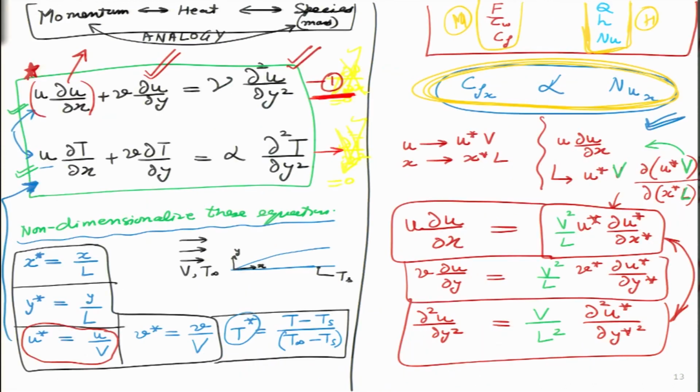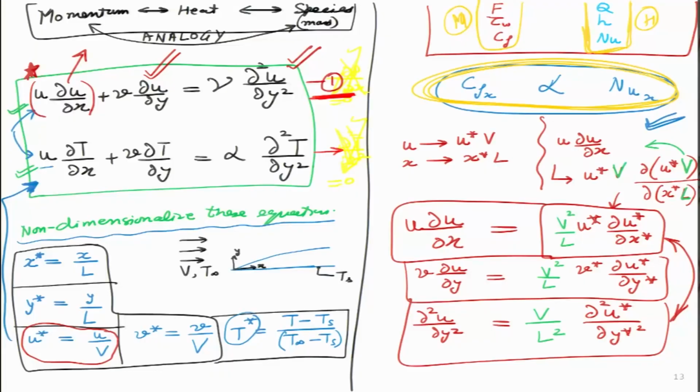The second part was that we formally wanted to look at the analogy between momentum and heat, and this analogy later on we will find out with species also when we are looking at the chapter of mass transfer. Right now we are just looking at momentum transfer and heat transfer. Mass transfer we are not looking at today. So, the first step we looked at is we want to non-dimensionalize these two equations over here in red color, the red star that I have shown.